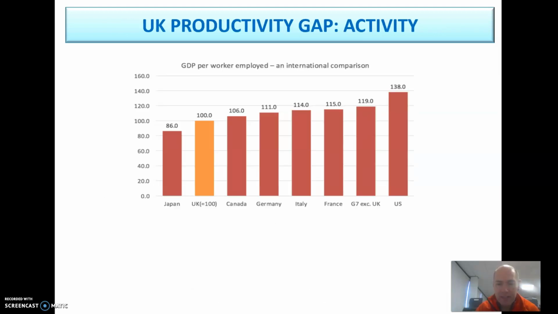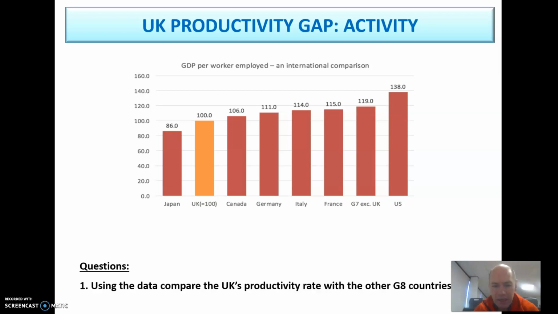Second activity, take you straight into this. I want you guys to have a look at this. You guys have got to get used to using data. So 2 questions. Compare Britain's productivity rate with the other G8 countries. So you're talking about the world's richest countries, the ones with the world's biggest economies by and large, the exception here being China. And secondly, what do we mean by the term productivity puzzle? Again, just pause the video and have a go.